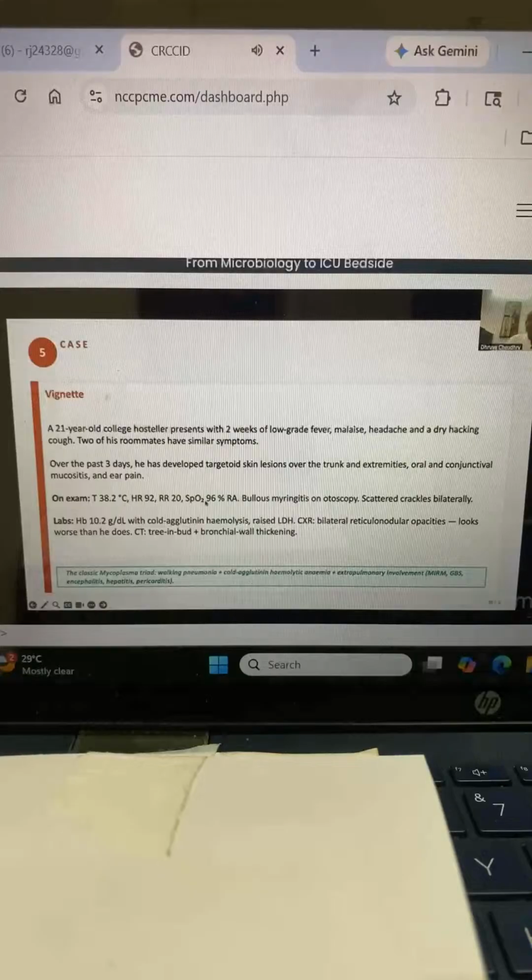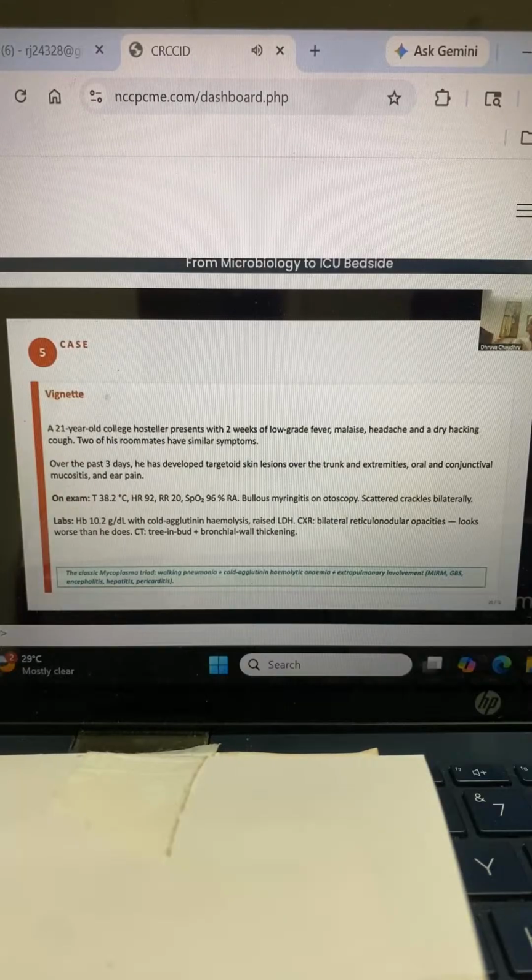And when you examine, he was mildly febrile. There was normal oxygenation, and there was a history of bullous pharyngitis because of pain in the neck, pain in the eardrum. And there were a few scattered bilateral freckles. He was anemic, and there was marked evidence suggestive of hemolysis, seeing spherocytes as well as increased histiocytes. CXR showed bilateral reticular opacities that look worse than he does, and the CT showed tree-in-bud and bronchial wall thickening.